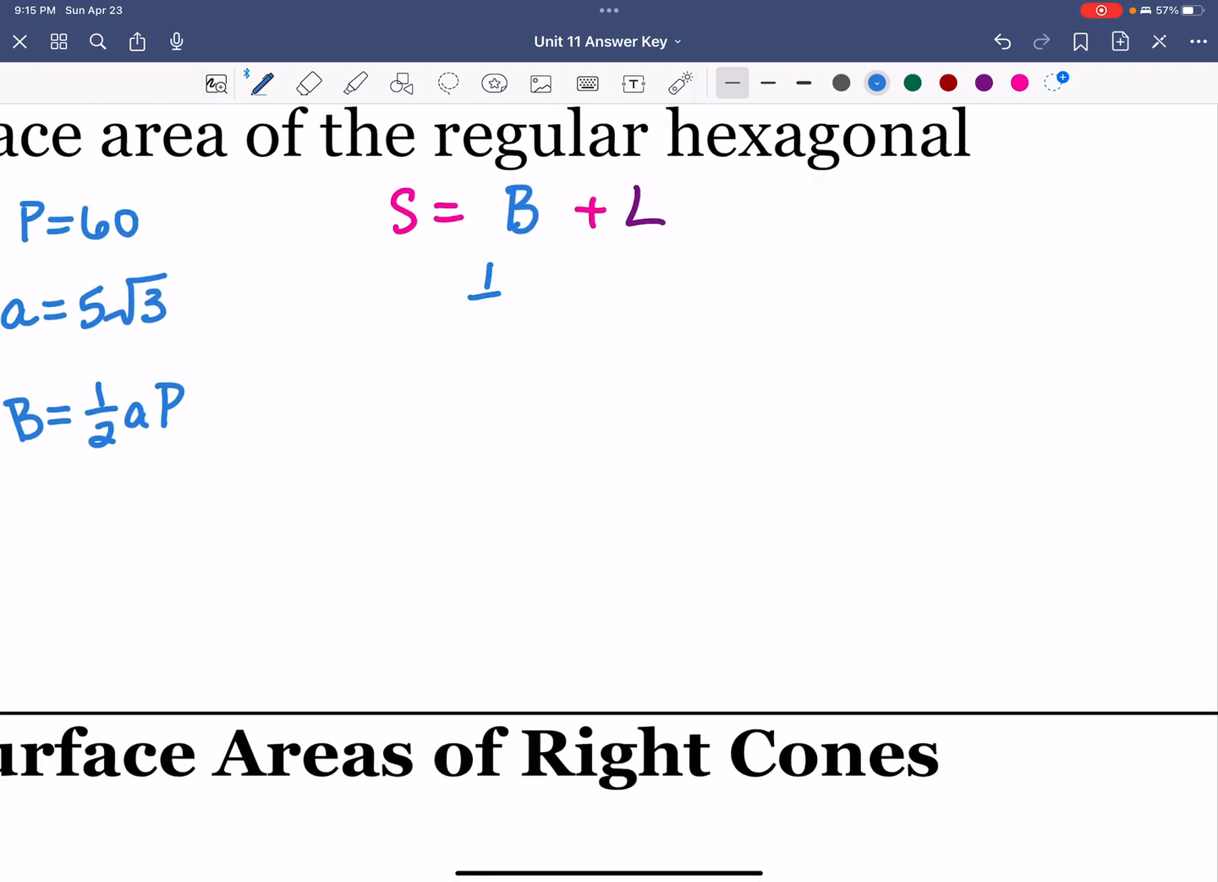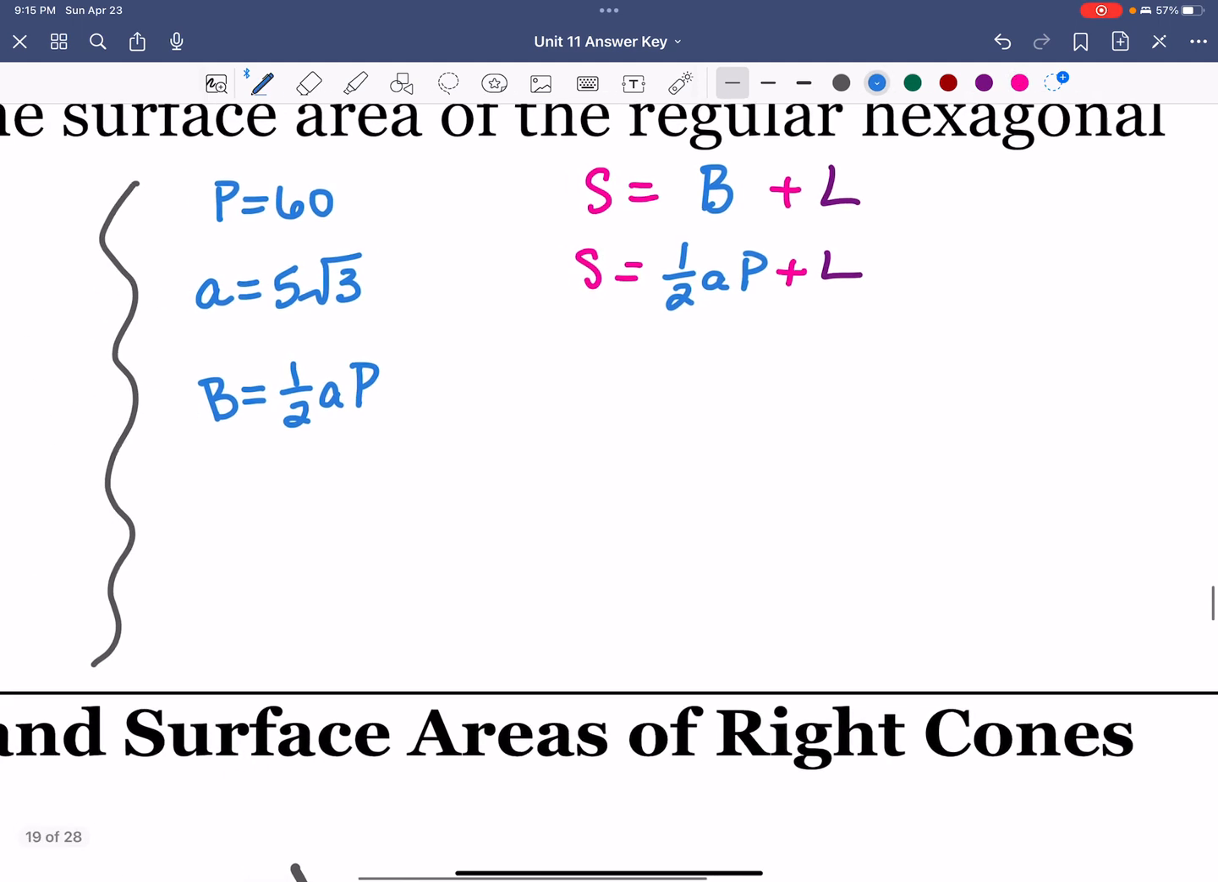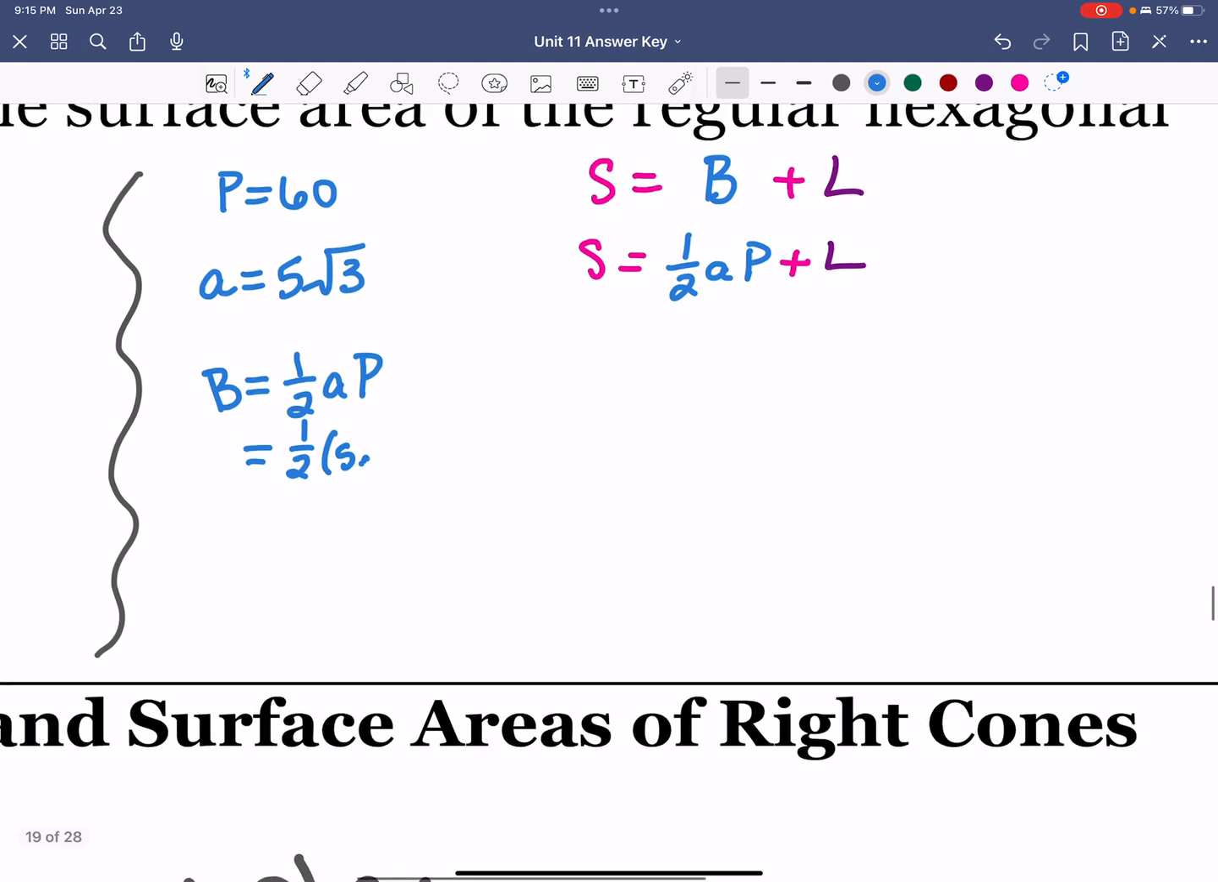So I have 1/2 here, apothem times perimeter, plus that lateral area that I had just found, and this is going to give me my surface area. So if I come over here and just plug some stuff in, I have 1/2 times 5 square roots of 3 times 60.